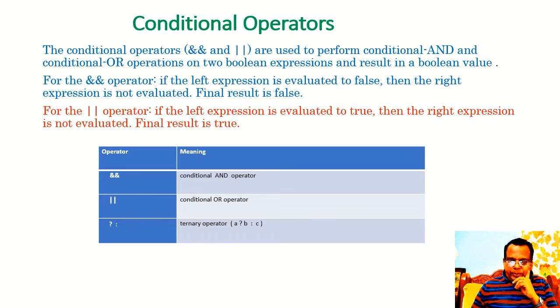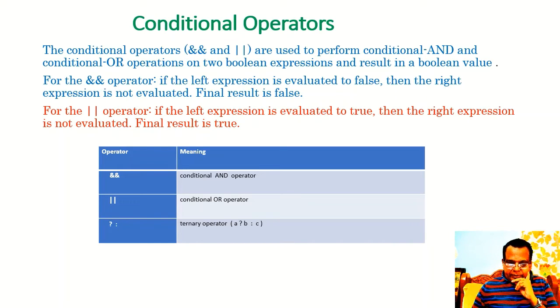Operator and meaning. See, two ampersand symbols like this, together without any space, are actually the conditional and operator. See these two vertical bars like this? This is the conditional or operator. The vertical bar, two vertical bars together, is the conditional or operator.